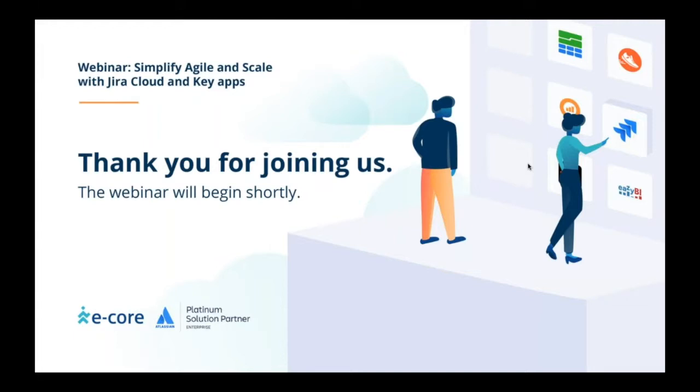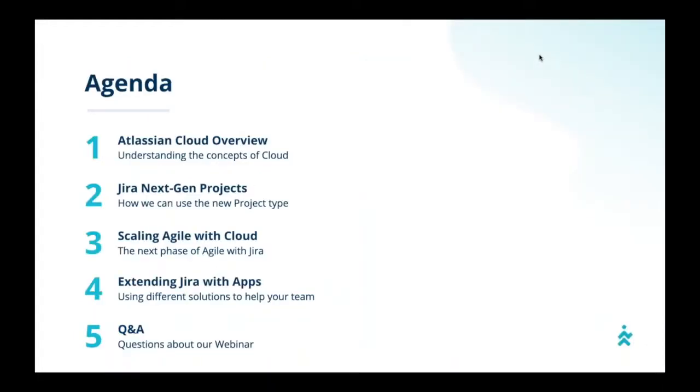So let me show it to you. Sorry, I was talking about the agenda and I'm not showing the agenda. Sorry about that, guys. Okay, so this is our agenda: Atlassian Cloud overview, Jira Next Gen projects, scale Agile with cloud, extending Jira with apps, and Q&A.